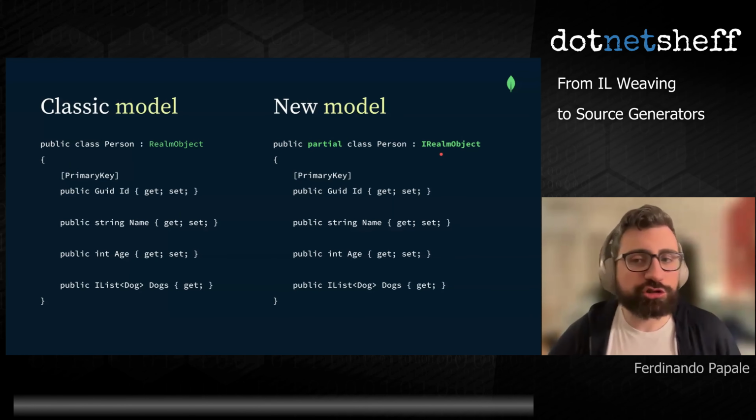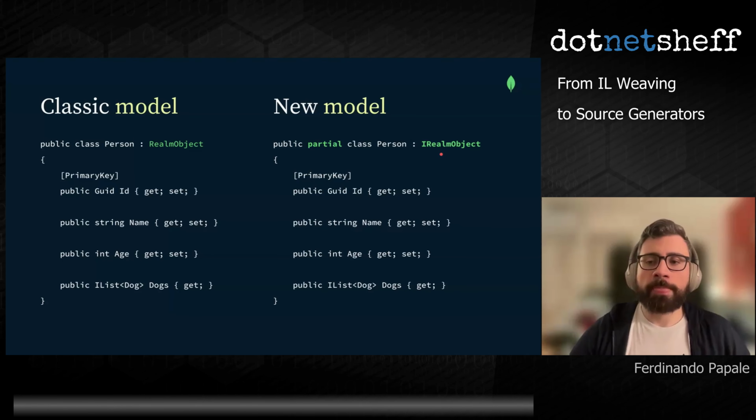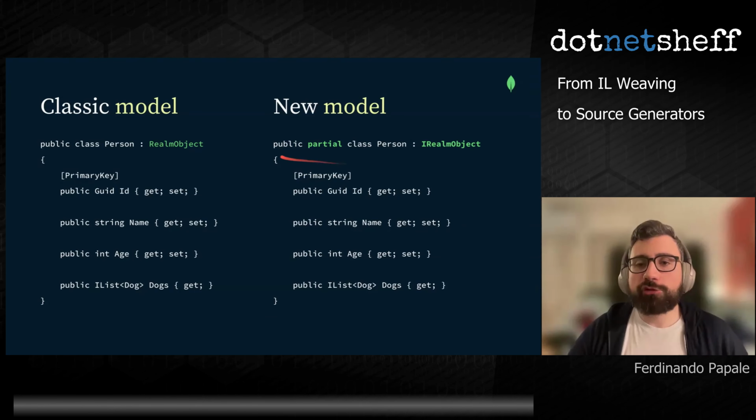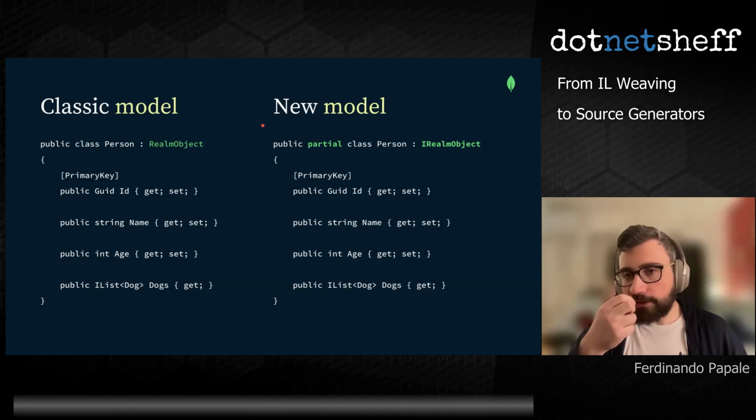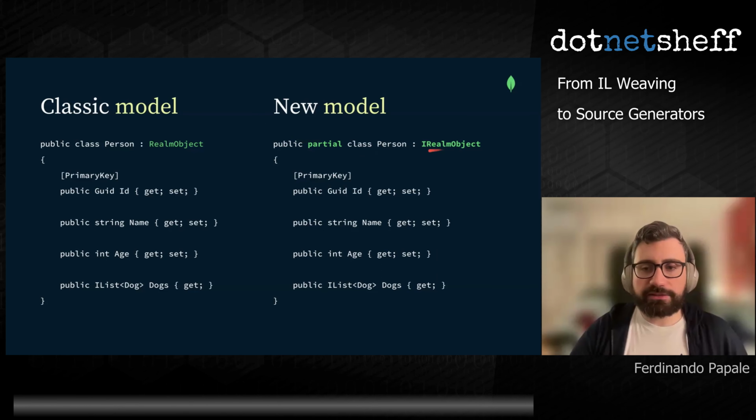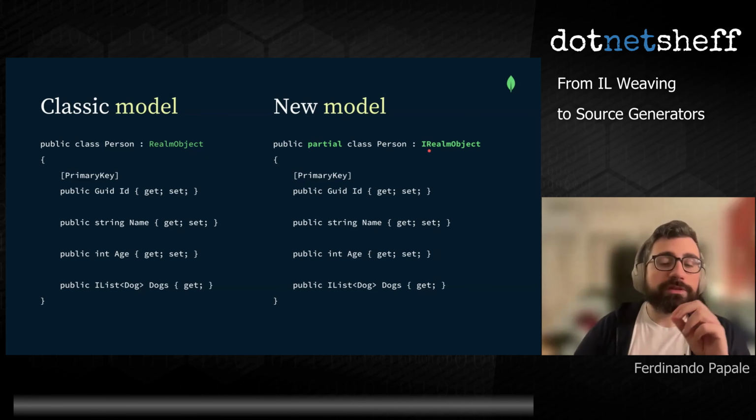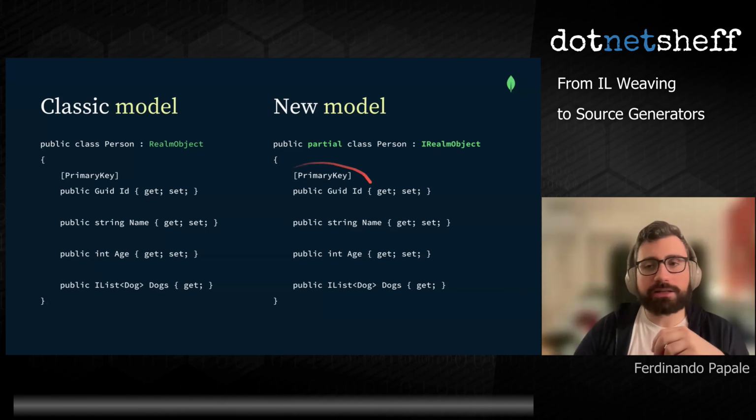This is something that we wanted to do for some time, but we couldn't do before. And why could we do it now? Well, because the way the source generator works is that it goes into the user source code, finds all the classes that are declared implementing this interface, and then generates another source file with the rest of the implementation of the class, which also contains the implementation of this interface.